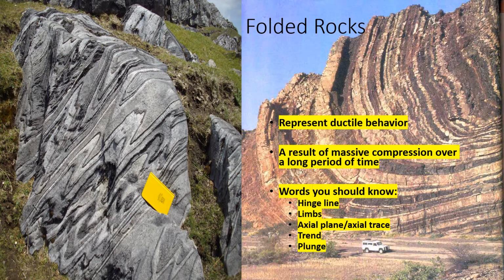All right, so we have several different kinds of folds. I'm going to get to all of them, but first, here are some of the words that I'm going to be using that you should know to help you better understand what I'm saying, and you should probably know them for y'all's quiz and the labs to come. Okay, so short list: hinge line, limbs, axial plane, trace, trend, and plunge. All right, so let's get right into it.